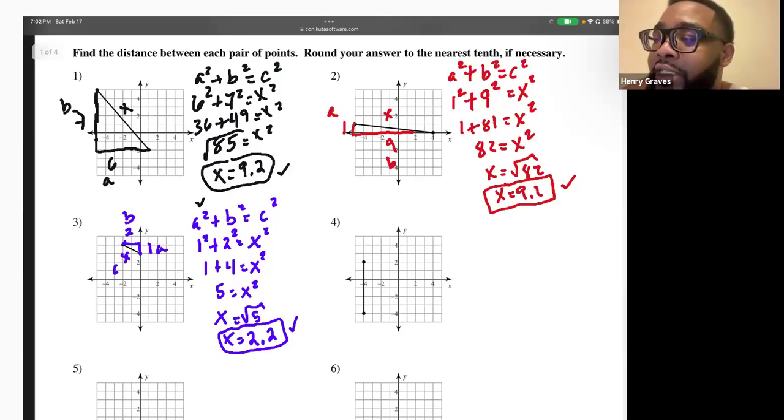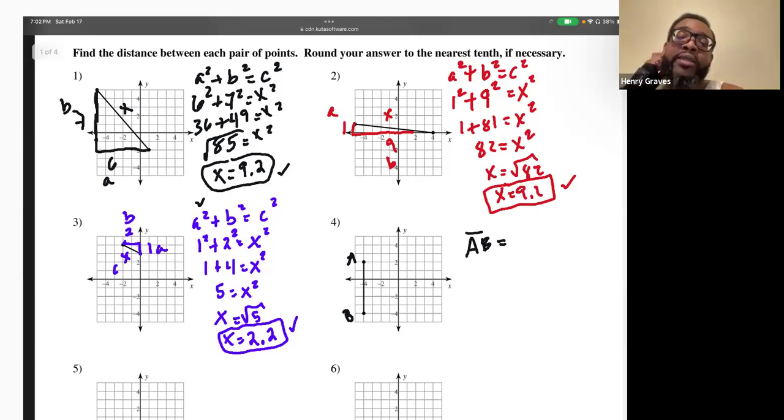If I just count the distance, I'm going to call this A and B, right? If I just count the distance between A and B, it's going to be literally 1, 2, 3, 4, 5, 1, 2, 3, 4, 5, 6. Yeah, 6. Just 6 units. That's it. Nothing to trip out about that.